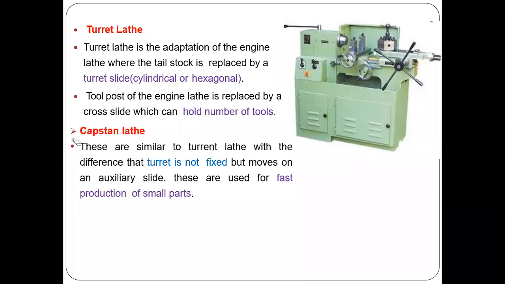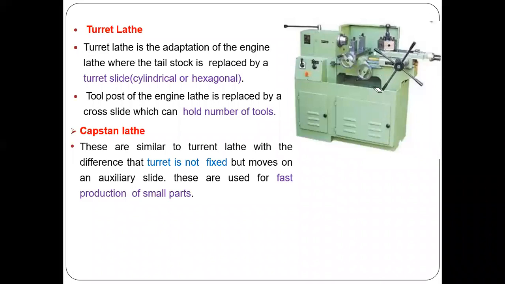Similar to the turret lathe, there is one more lathe called the capstan lathe. Normally turret and capstan lathes are both used. But what is the difference between them? The capstan lathe is similar to the turret lathe, but the difference is that the turret is not fixed. In a turret lathe, the turret is normally fixed at the tailstock position and you can only rotate it. But in a capstan lathe the turret can easily slide on the guideways. That's the only difference between the capstan lathe and the turret lathe. The remaining is all the same.